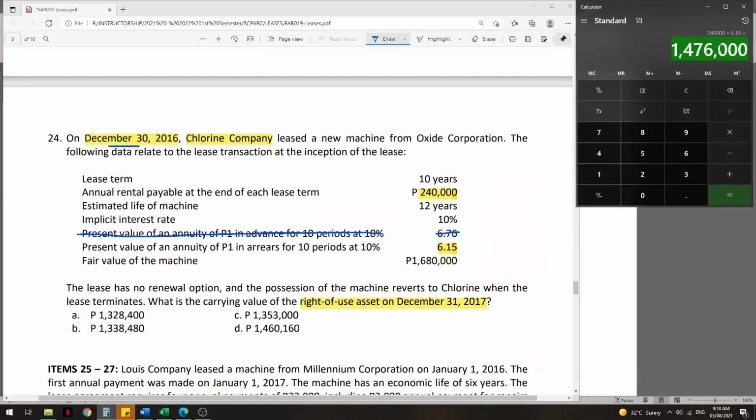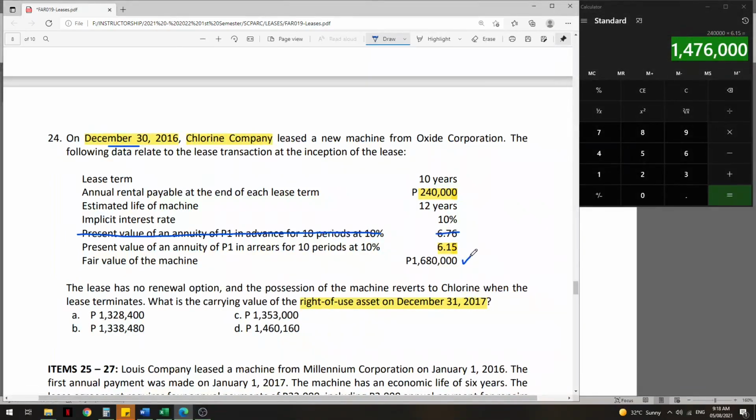Why did I say that? Because the 1,476, the present value of lease payments, together with O and G, if you add them together and compare them with the fair value of the machine, whichever is lower between 1,476 and 1,680, that will be the lease liability. Well, that one is lower, 1,476. We eliminate this. So settled, our lease liability is equal to 1,476,000.